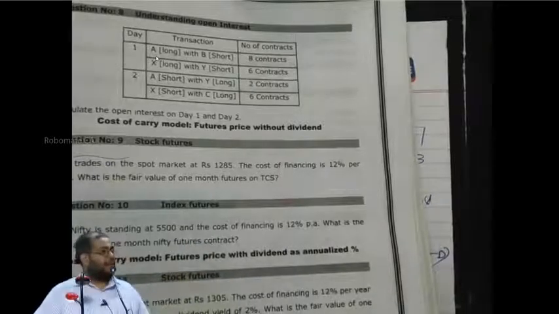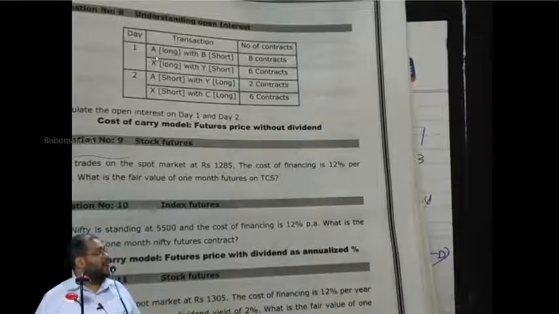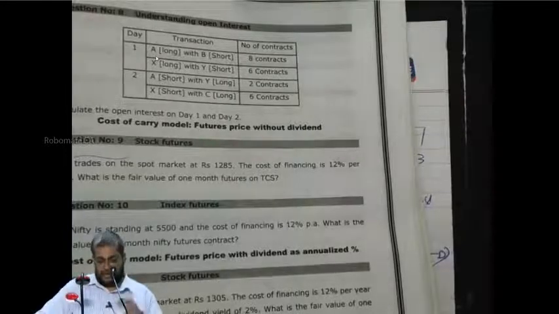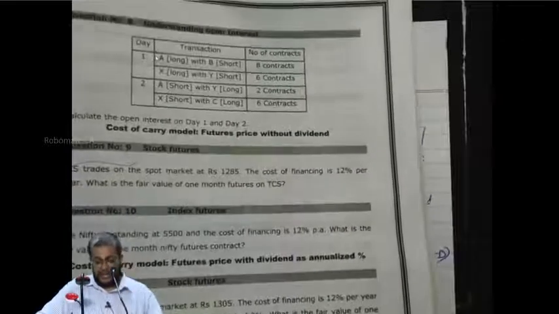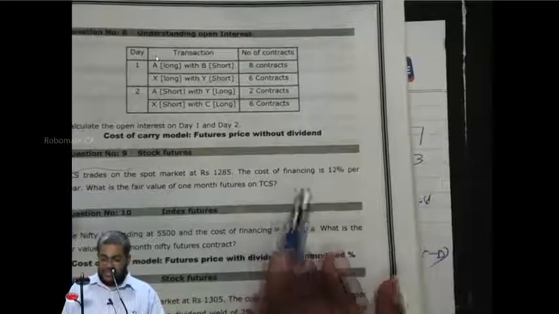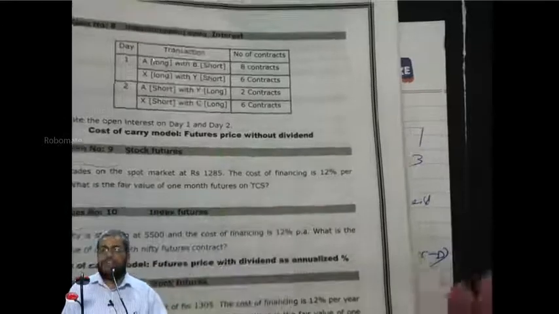Without a cash market, a future market cannot exist. If there's no cash market for TCS, a futures market is not possible. The futures derives value only from the cash market transactions. Everybody following or not? So write down. TCS trades on the spot market at 1,285. Cost of financing is 12% per year. What is the fair value of 1 month futures of TCS?